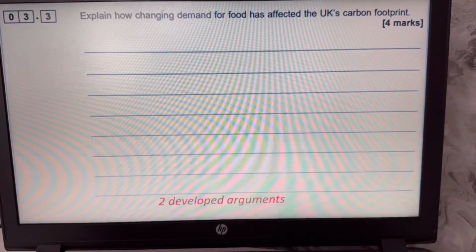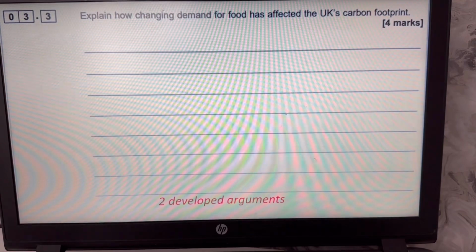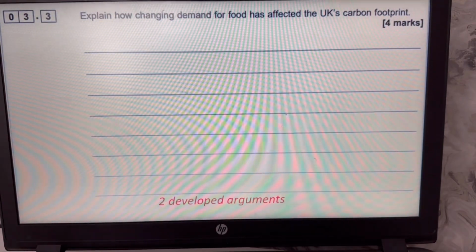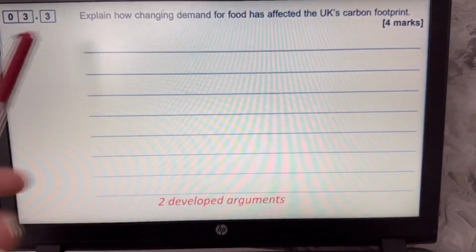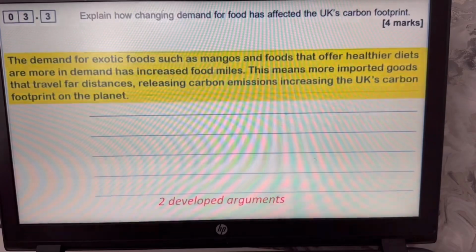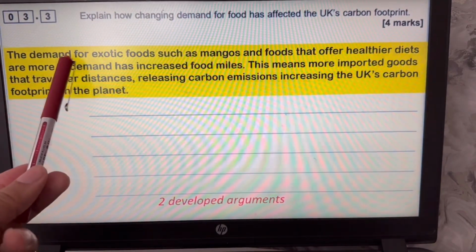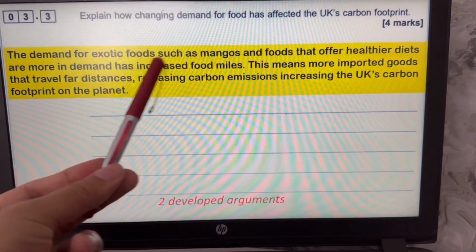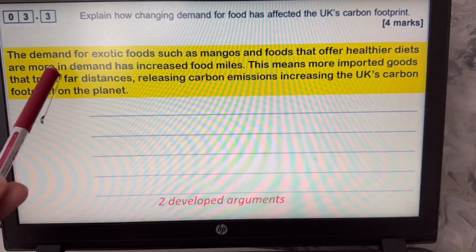Here's another question about how changing demand for food, so for example all the foods that we enjoy having in our supermarkets, has affected the UK's carbon footprint. Now, the UK's demand for food has obviously increased, and some may even say that it's decreased. But if we think about the first point, we know that we enjoy lots of foods from different countries. Again, you could mention that the demand for exotic foods like mangoes, or even healthier foods like certain vegetables, has obviously increased.